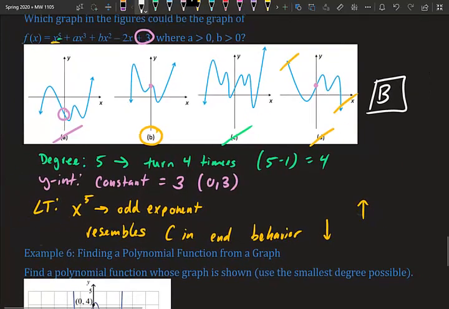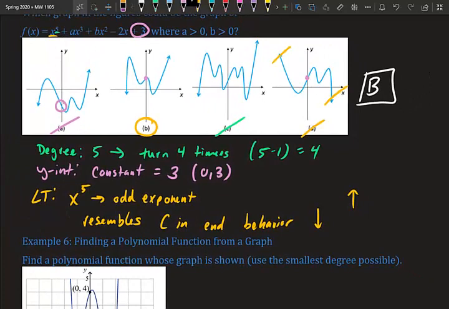So to determine if it's a graph that matches the function, you figure out the degree, the y-intercept, and your leading term, which gives you your end behavior.